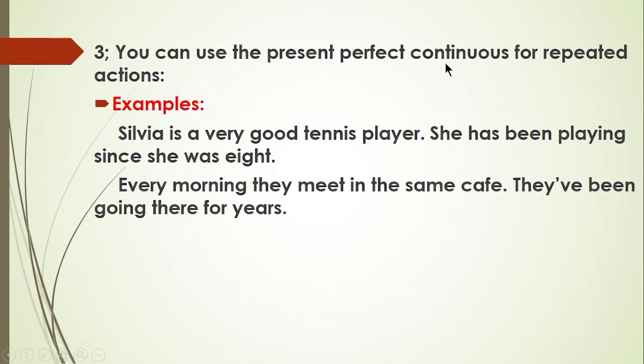You can use the present perfect continuous tense for repeated action. When an action is done repeatedly, we can also use present perfect continuous tense to describe such actions. For example, Sylvia is a very good tennis player. She has been playing since she was 8. It means that since she was 8, she has been repeatedly playing tennis.